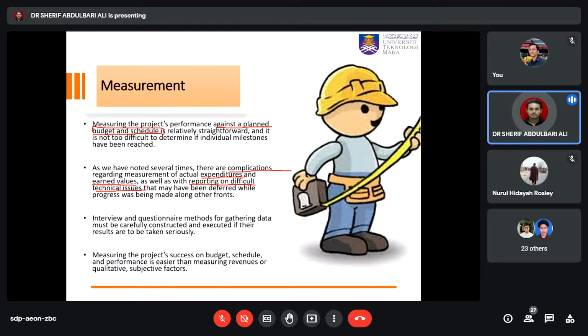How also do you gather the data? You need to do interviews, and the questionnaire methods for gathering the data must also be carefully constructed and executed. This is to make it easy to make a measurement. Measuring the project success on budget and schedule is important for the performance and easier for measuring the revenue of qualitative subjective factors. Remember, it's the measurement of the budget and also the schedule and the performance.